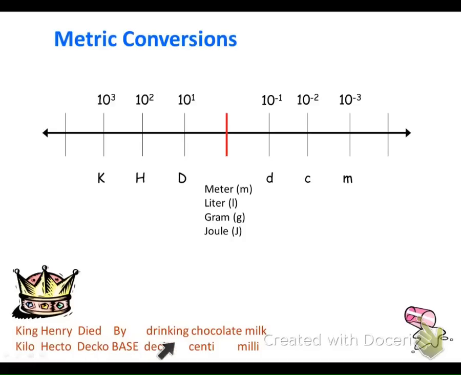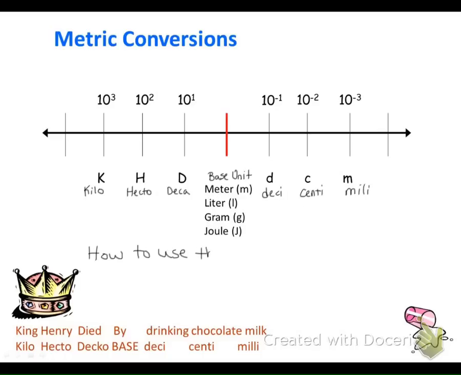This is a really nice acronym or little saying here that will help us remember that King Henry died by drinking chocolate milk, and it's just in order of how those values go. So kilo, hecto, deca, base, deci, centi, milli. And so if I were to fill that in on the number line here, here's kilo, hecto, deca. Our base units here, notice those are all of our SI units too, so that's helpful. Deci, centi, and then milli.